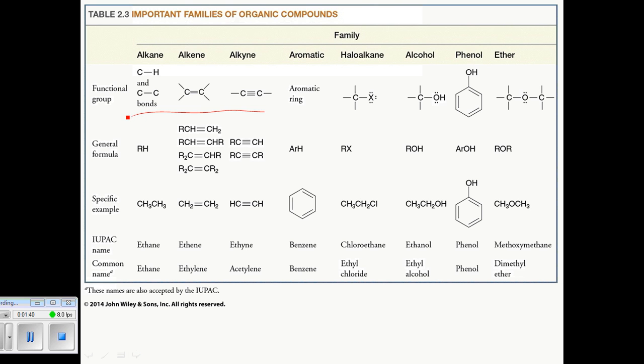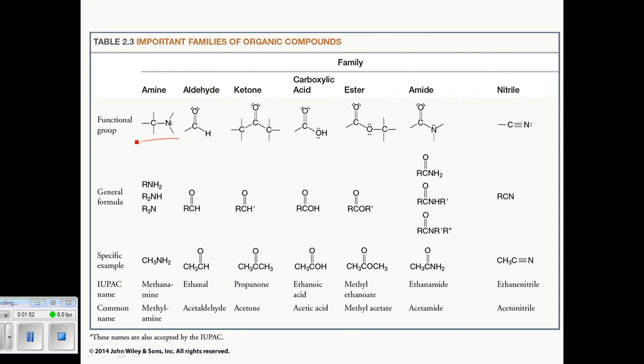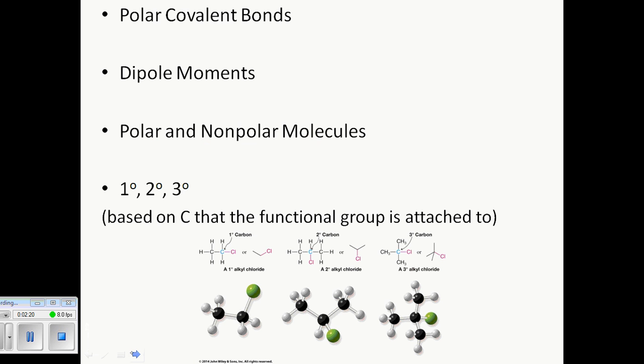We have the different types of single and multiple bonds. Rings, we have halogens, alcohols, phenols, ethers, and then amines where you have nitrogens. You have aldehydes where you have a carbonyl and a hydrogen. You have a ketone that has a carbonyl with no hydrogens. You have a carboxylic acid, carbonyl and an alcohol. An ester with the carbonyl connected to an oxygen connected to another carbon. An amide is a carbonyl and a nitrogen bond, and then nitriles. Again, as we go through this, you should be familiar with these functional groups and be able to point them out, and then we'll learn about each one individually as we go along.